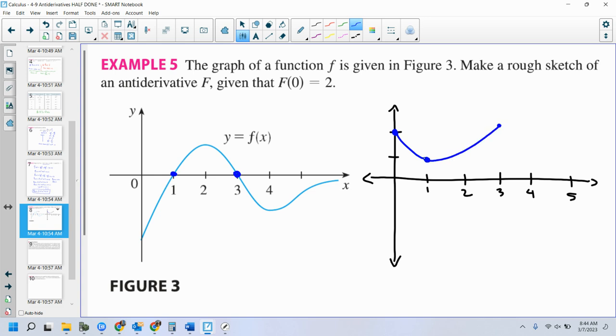Now, I should have been a little bit more specific here. What's happening at 2? That is an inflection point, right? There is an inflection point there, and I should have telegraphed that a little bit more. So it's going from concave upward to concave downward at that moment.